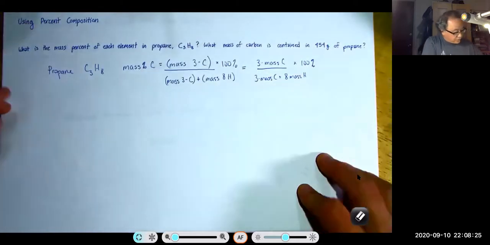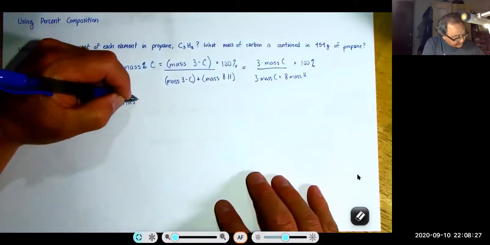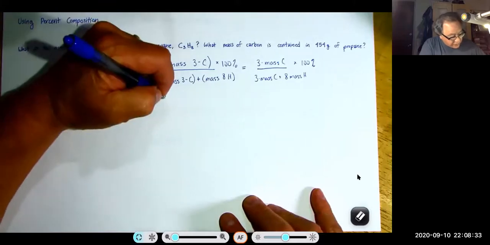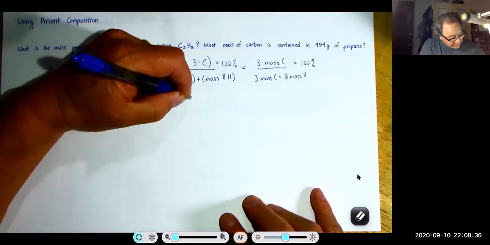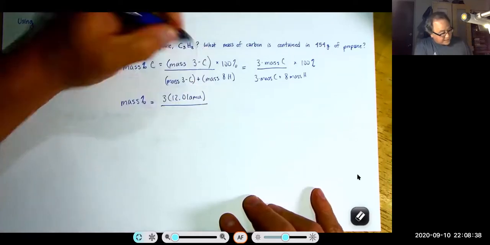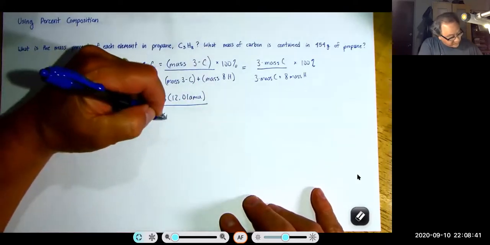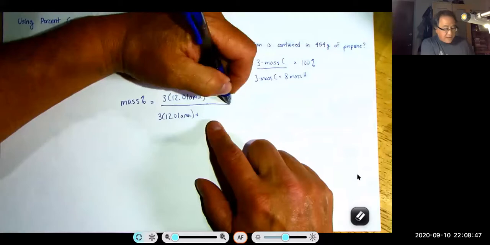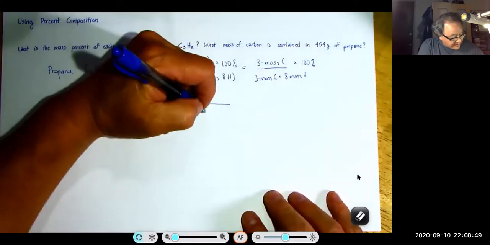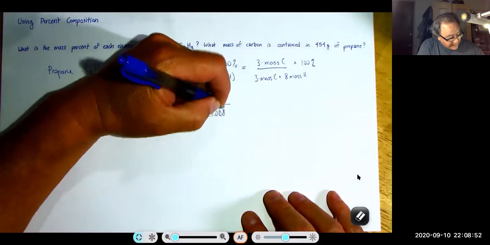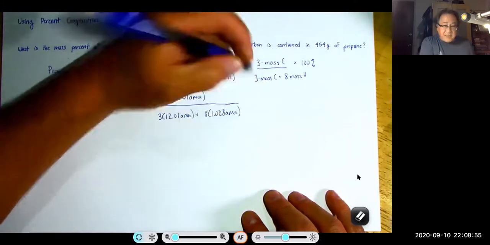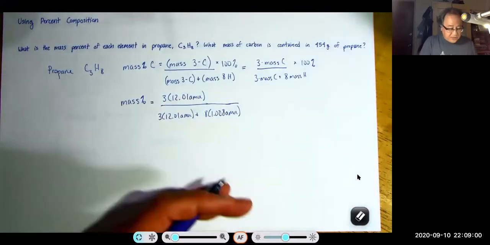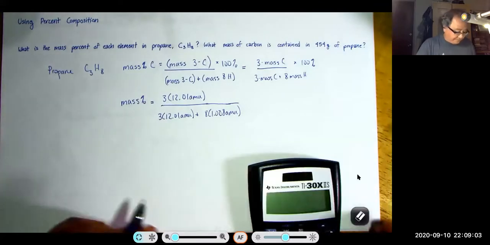Okay, so let's throw in some numbers here. For the mass of 3 carbons, we have 3 times 12.01 AMU. And below, we have the same thing. But in addition, in the denominator, we have the mass of 8 hydrogens. So that's going to be 8 times 1.008 AMU. You'll notice I am keeping my units in the problem. And if you don't keep your units in the solution here, you will be deducted points on an exam.